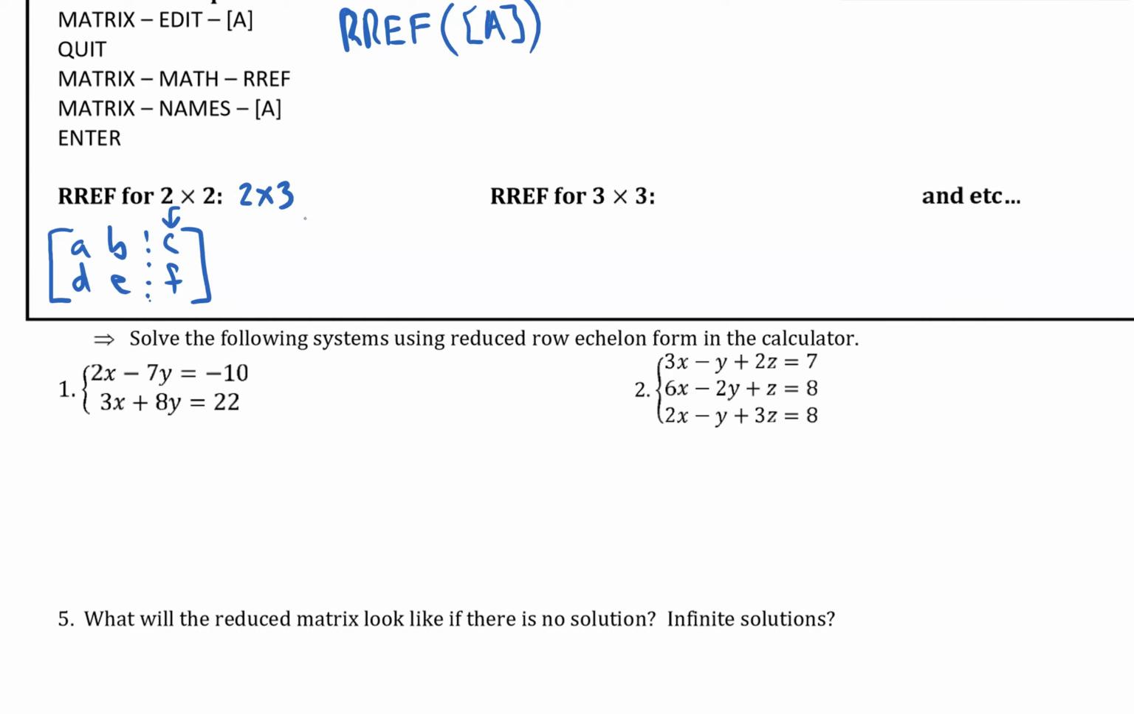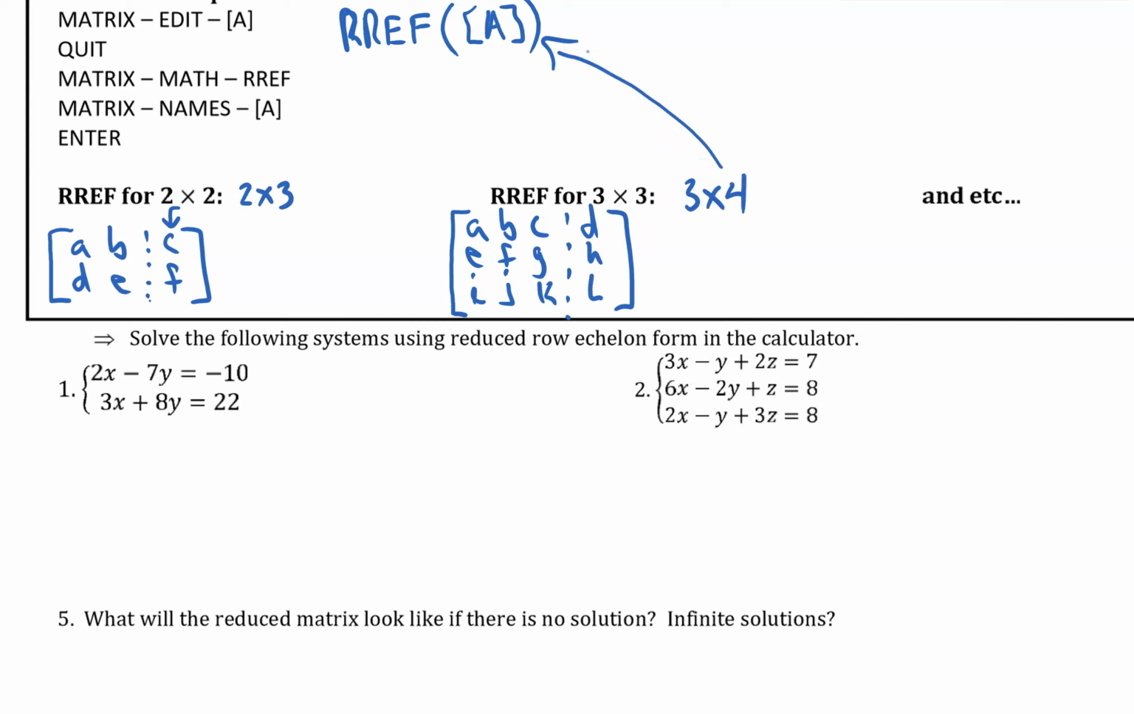Now, for RREF, if it was a 3 by 3, well, then we would have something more along the lines of this. It would say A, B, C, and then we would use D, and then it would be E, F, G with a solution of H, and then it would be I, J, K, L. So here would be, if you had a 3 by 3, you're going to augment this to a 3 by 4. So 3 by 4 matrices. But this is only when you do RREF.